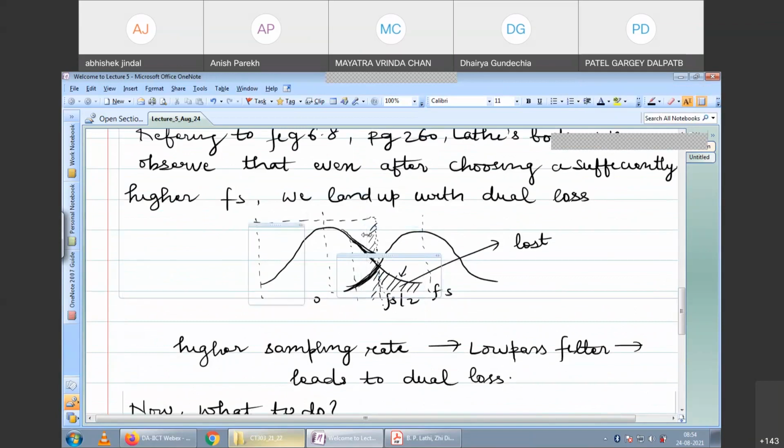This fs by 2 is a very general thing. It is not valid only for this spectrum. You can just visualize that. Let us say you have a signal, but yes, the spectrum should be such that the components at high frequency are low.